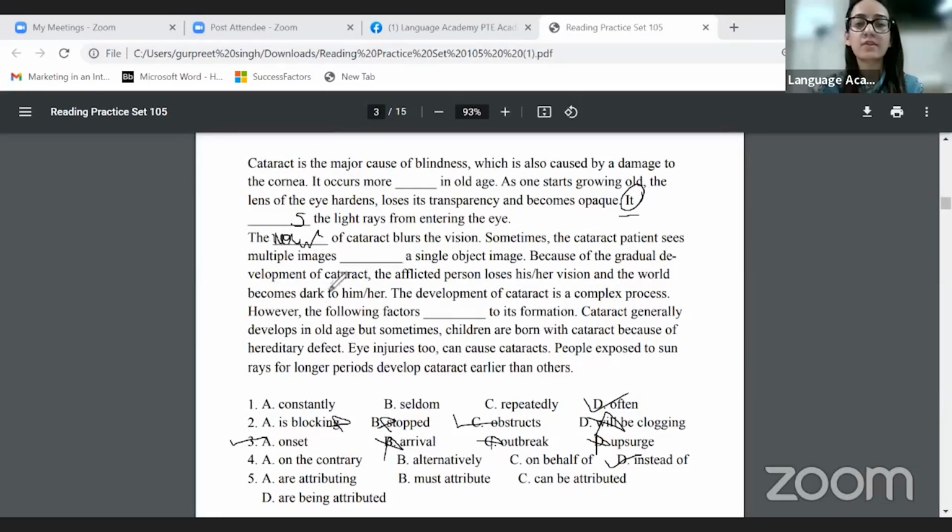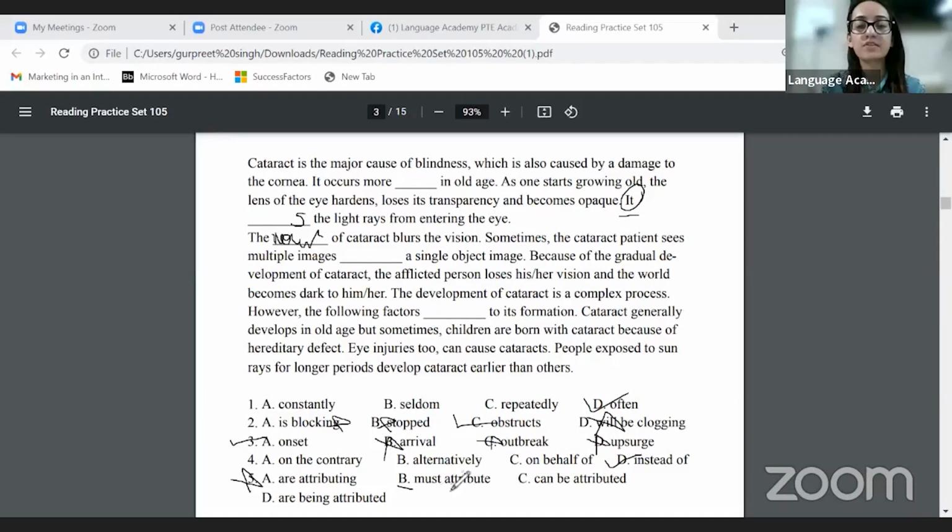Because of the gradual development of cataract, the afflicted person loses his or her vision and the world becomes dark to him or her. The development of cataract is a complex process. However, the following factors dash to its formation. So, easy option, like I say, the tenses are very easy. Following factors are attributing. Right now they are attributing in front of us? No, right? So we cannot say they are doing this.